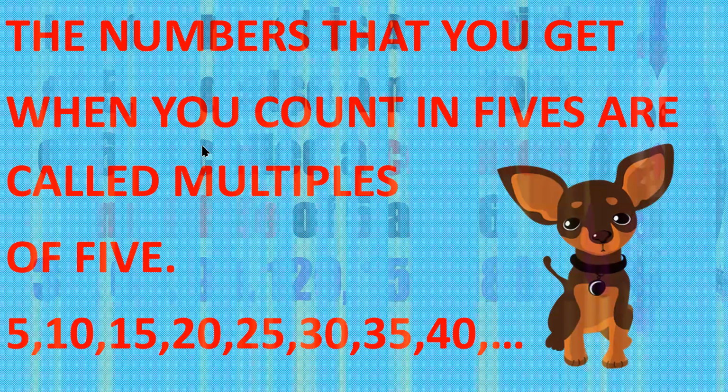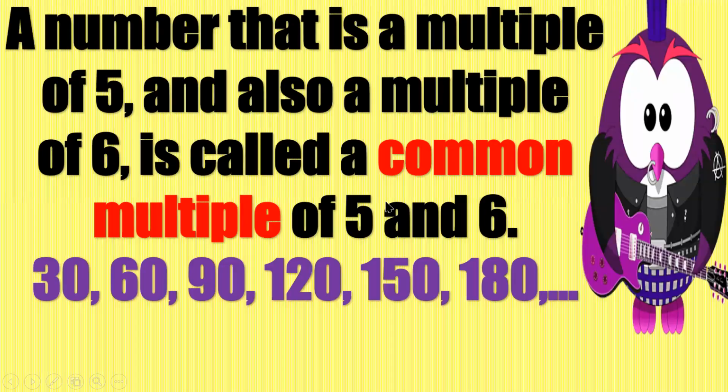Let's continue. A number that is a multiple of 5 and also a multiple of 6 is called a common multiple. Common multiple of 5 and 6. Examples here: 30. 30 divided by 5, you're getting 6. And 30 divided by 6, you're getting 5. 60 divided by 5, you're getting 12. And 60 divided by 6, you're getting 10. You can get different numbers, it's fine, but you can just divide by 5 and 6, common multiples.